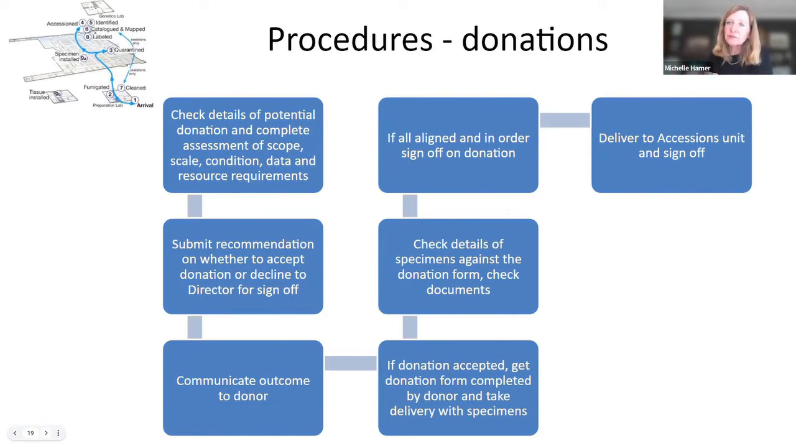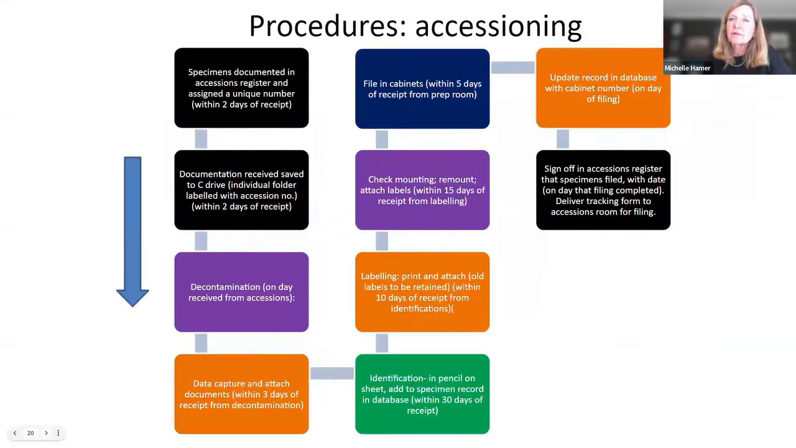You'll take delivery of the specimens. You'll check the details of the specimens against the donation form. You'll check all the documents. If it's all signed off and in order, then you deliver it to your accessions place where it gets accessioned in the institution. So you can see that. And you can put in there also who's responsible for each of those steps. And then that's high level, that's broad. Then you need detailed steps for accessioning.